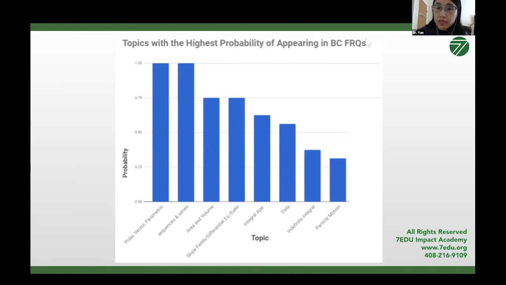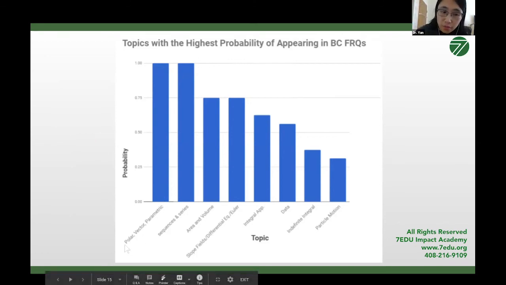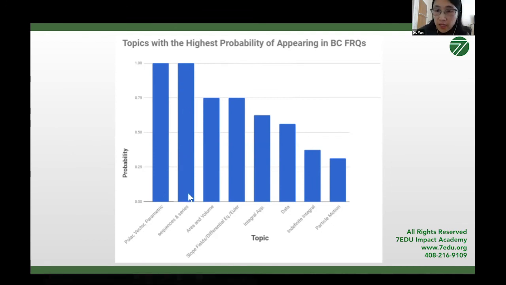Here is a summary of the topics with the highest probability of appearing in BC free response questions. For the multiple choice questions, they follow a similar pattern, but not in this percentage. But for free response questions, 100% you will see a big problem, totaling 9 points, coming from polar, vector, and parametric functions. You will definitely see a problem from series and sequences.